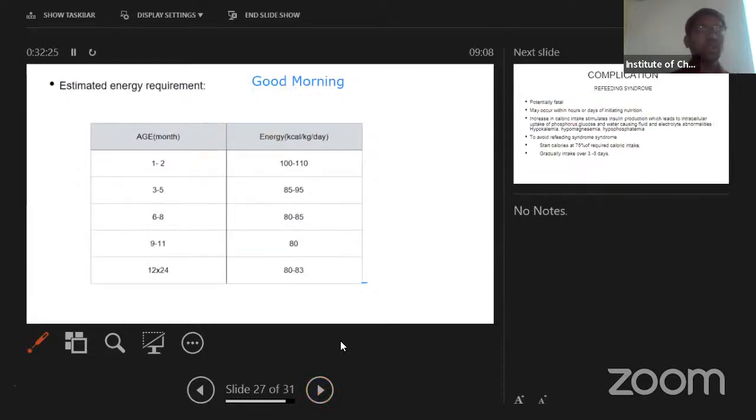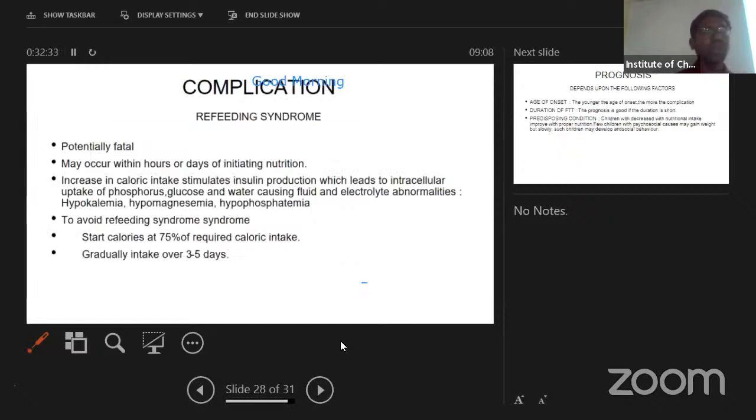The estimated energy requirement for the age 1 to 2 months is 100. The most severe and potentially fatal complication is refeeding syndrome. In refeeding syndrome, hypokalemia, hypomagnesemia and hypophosphatemia are present. So we have to gradually increase the feeding of the patient. If refeeding syndrome happens, then we have to reduce the calorie intake of the patient by 75%.